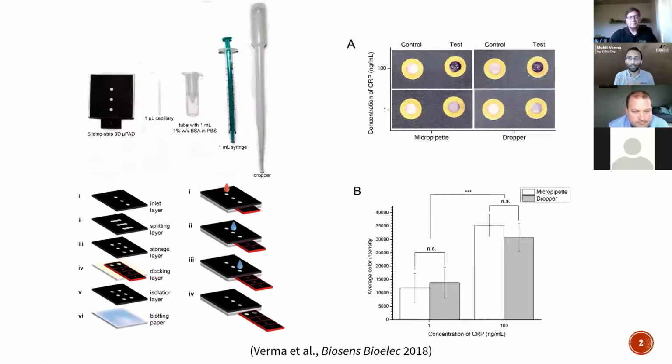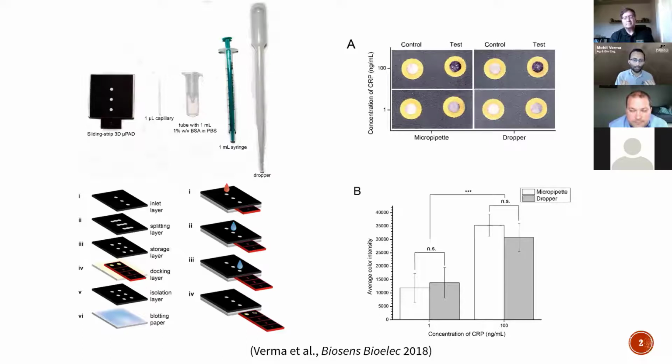You see on the right, on the control zones, you'll see like a clear white area, and if the target is present, so in this case it's C-reactive protein, it's a marker in blood, you'll see a dark color develop, and you'll be able to tell whether it's positive or not. And we showed that using this kit versus using lab equipment like micropipettes, we were getting very similar results. So that's what my background has been.